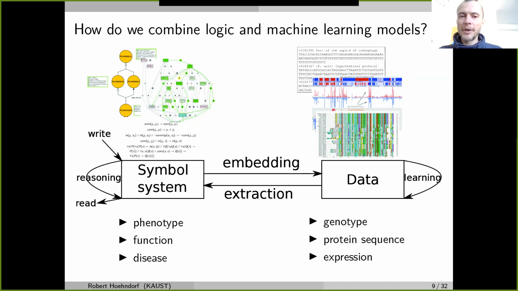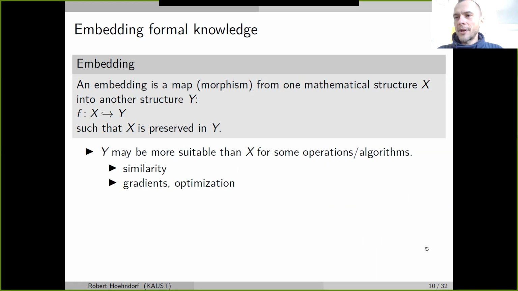And embedding symbolic knowledge, or knowledge from a symbol system, within a space where we represent our data. So an embedding is generally, and I like to give this definition of an embedding first, I know that many of you will be very familiar with the concept, but I like to give this definition because it makes two things clear. So I take an embedding as a morphism from one mathematical structure X into another structure Y, such that X is preserved in Y, maybe under some particular operations in Y.